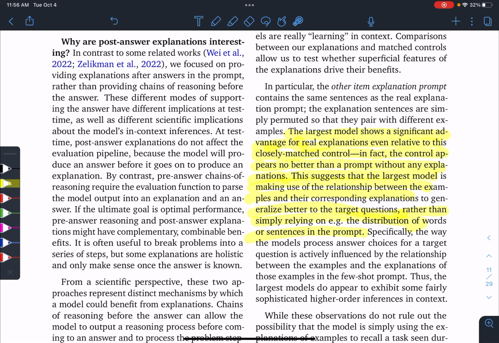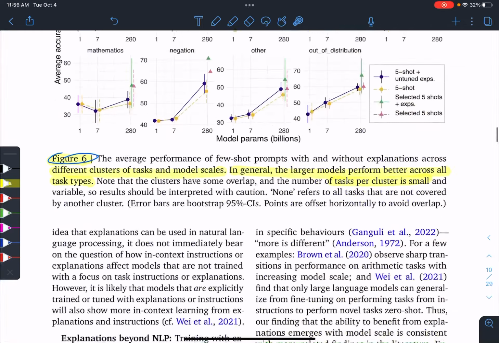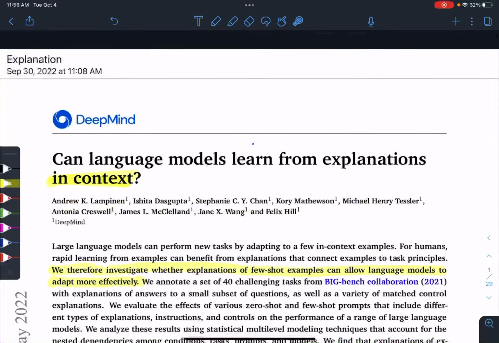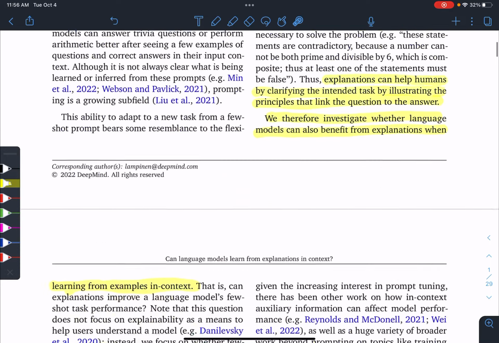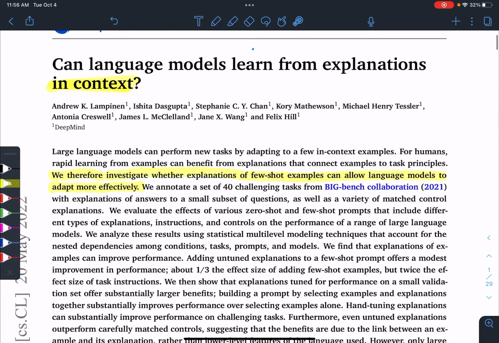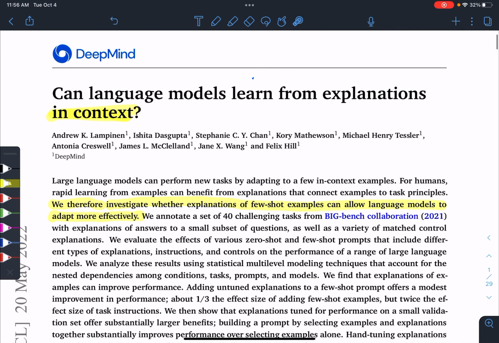Those are the major conclusions: that explanation helps for the larger models, and explanation has much more weightage than the instruction. So that's the overall conclusion. And there are more statistics about how they have analyzed the individual components' contribution to the prompt, so you can have a look at it. So that's all for this paper.